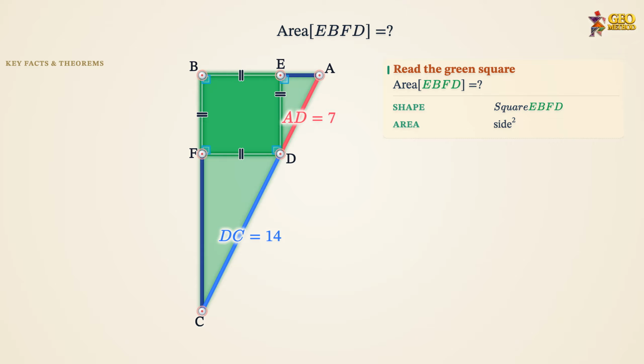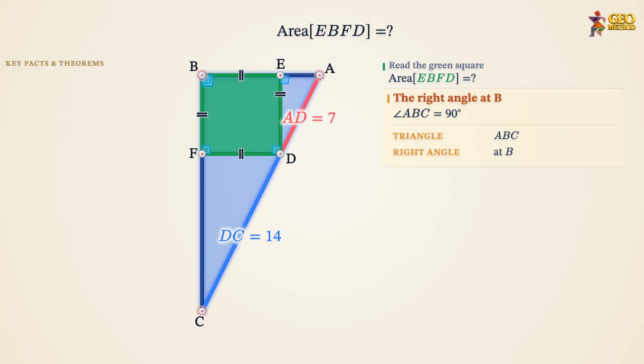The green square EBFD sits inside right triangle ABC, and all six source labels A, B, C, D, E, and F are part of the construction. We need the area of square EBFD. The square lives inside right triangle ABC, and the right angle is at B. That single right angle is what makes the two legs perpendicular, which we will lean on again and again.